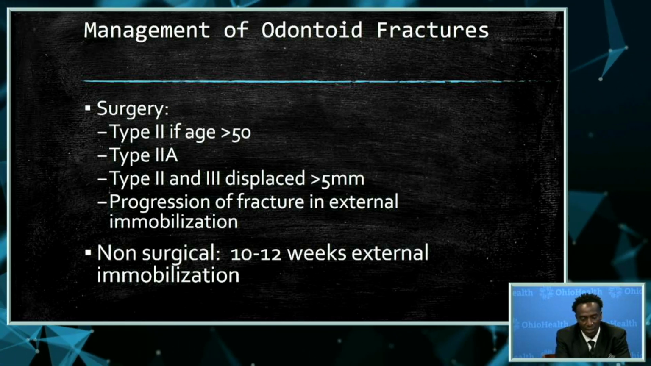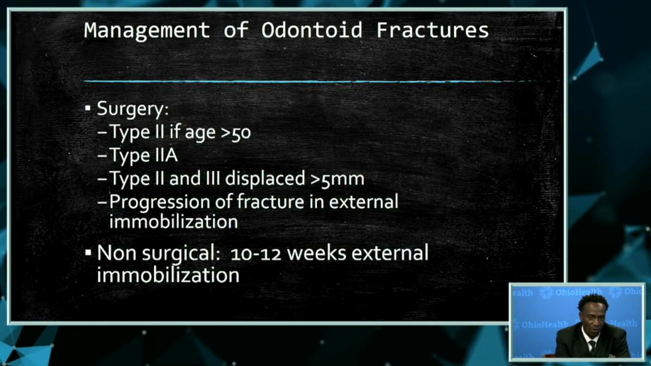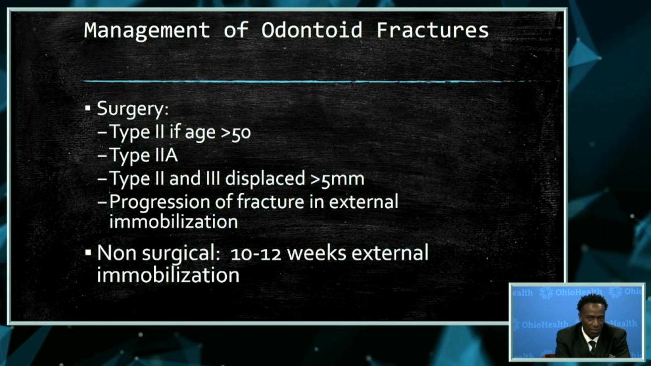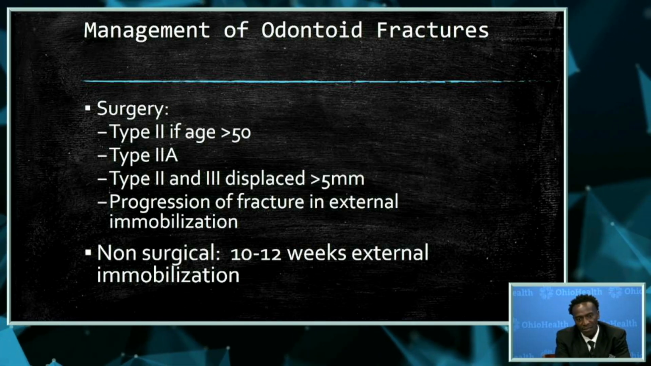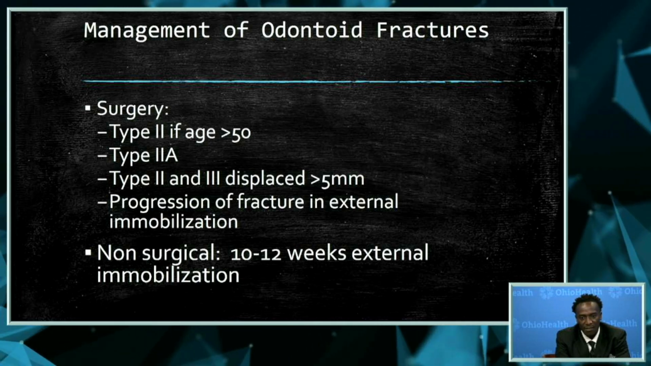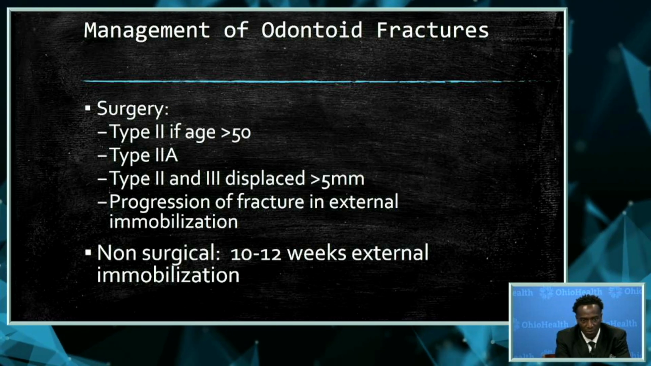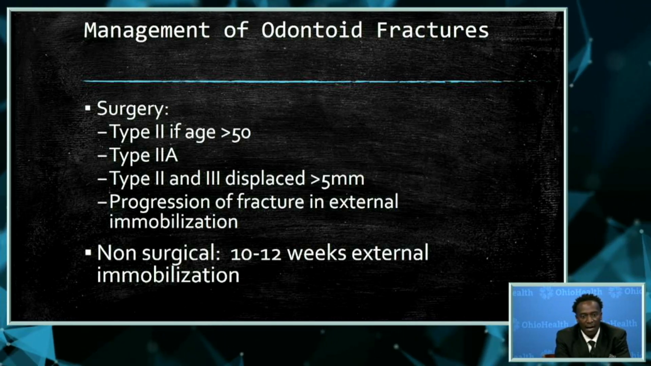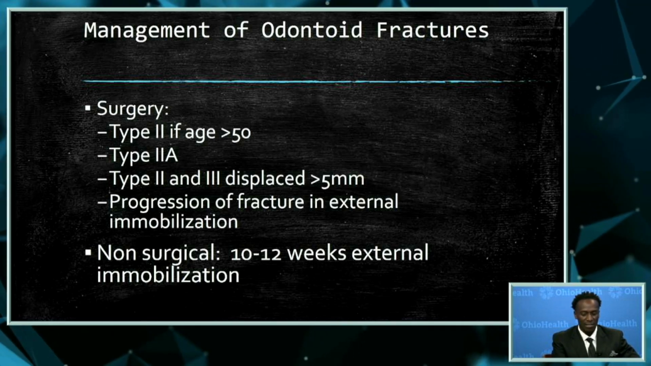So, some of these patients, let's say they're younger than 50. You have a 30-year-old or something with a non-displaced odontoid fracture. You put them in a collar, and on follow-up, you see that there is definitely progression of the fracture, and they're starting to listhese. It's greater than 5 millimeters. Then fixation would be the way to go. If you're going to treat them non-surgically, usually it's 10 to 12 weeks with an external immobilizer.